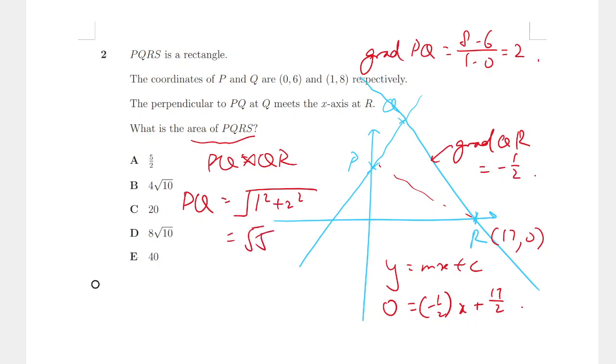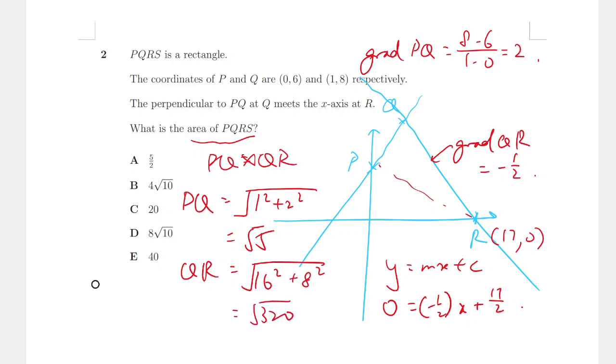Next, QR. What is QR? Change in x, that is 16, 17 minus 1. Change in y, that's 8. Good. So 16 squared, what is that? God, what is 16 squared? 256, yeah? 256 plus 8 squared, that's 64. So that means this is 320. So square root of 320.